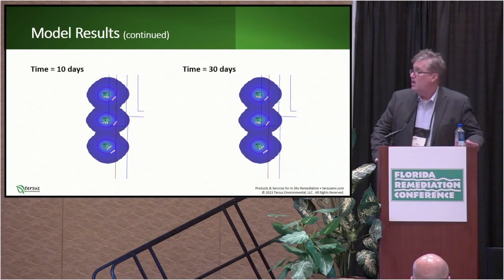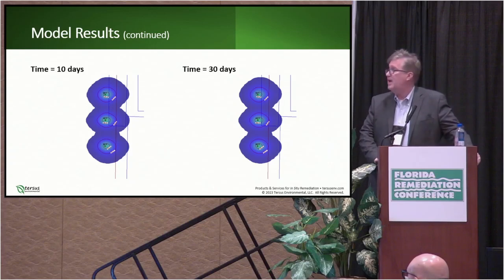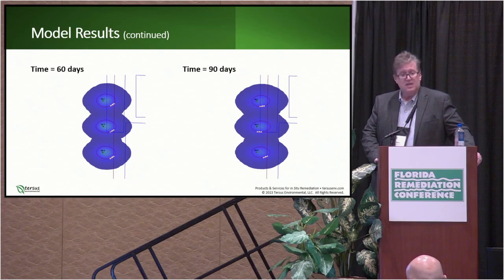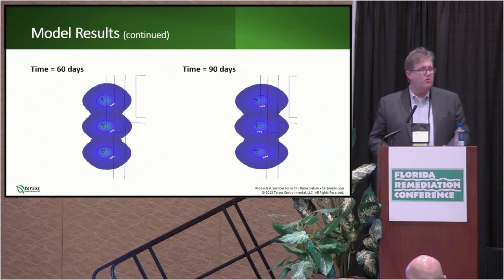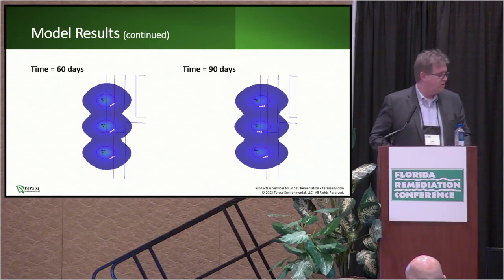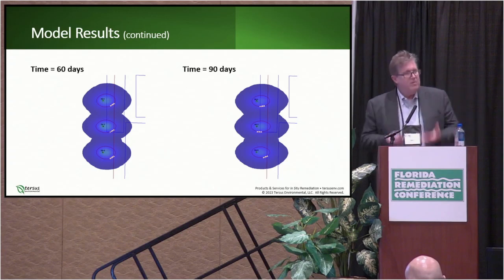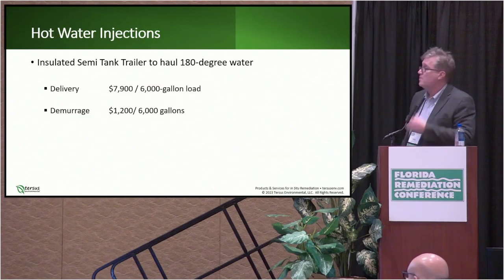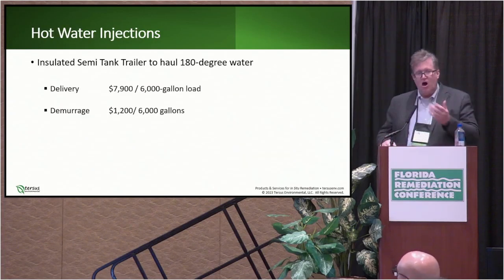And then here I'm showing we're still at 10 days out. We're within the optimal growth range. 30 days out, 60 and 90 days out, we're still within the optimal growth range of the culture. So we're going to really boost up the kinetics and grow a significant amount of bacteria by just injecting some hot water.